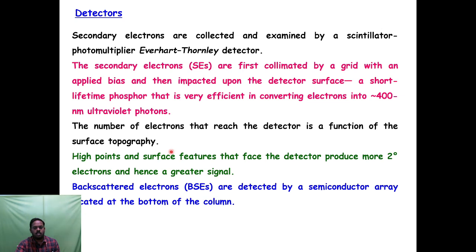So the number of electrons that reach the detector is a function of surface topography. So topography plays a main role in sending the electrons to the detector from the sample surface. High points and surface features that face the detector produce more secondary electrons and hence a greater signal. Backscattered electrons are also detected by a semiconductor array located at the bottom of the column. So the Everhart Thornley detector will detect the secondary electrons, and the semiconductor array will detect the backscattered electrons. These are the two important electrons which are responsible for the image production.